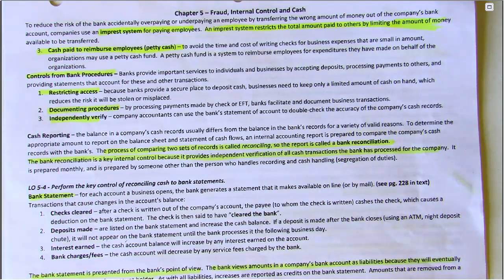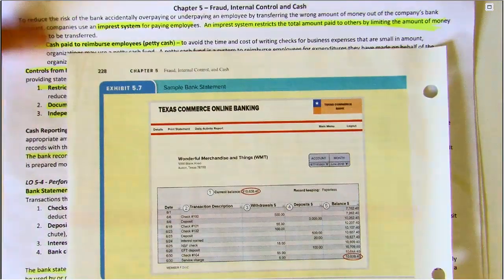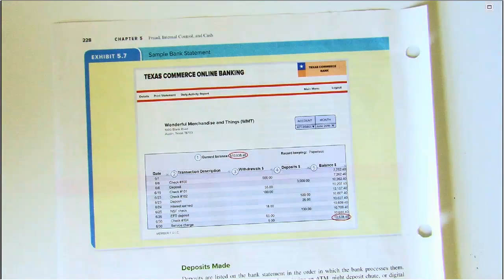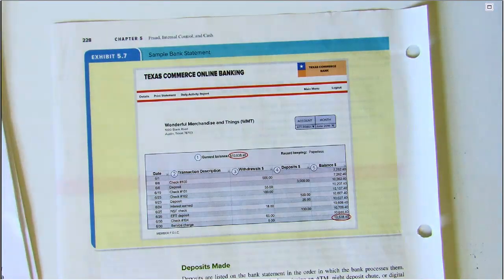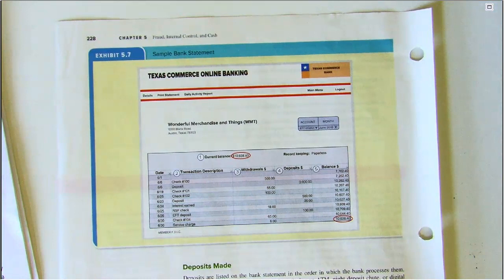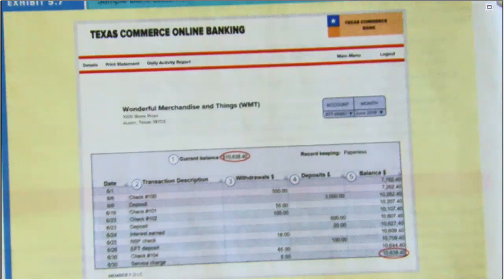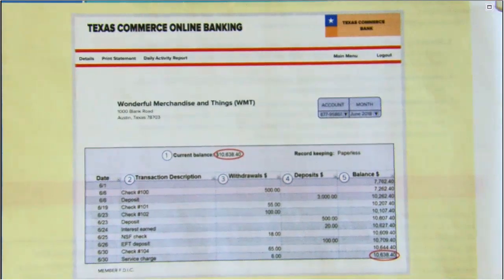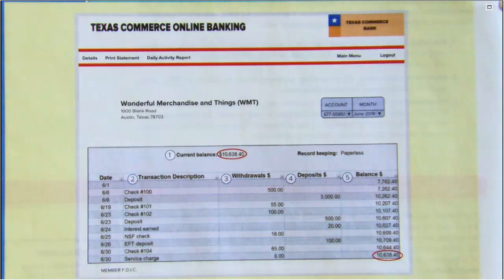Okay, so let's take a look at the bank's records, and I'm going to use a page from our textbook. Here we go, and I'm going to make that a little bigger. This is page 228. Now, some of you may receive your statements in the mail, and some of you may just access them through e-banking on your computer.